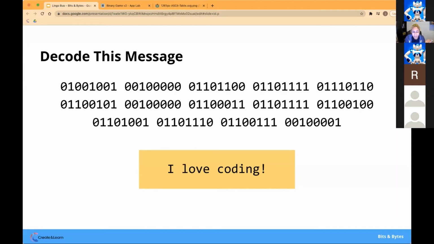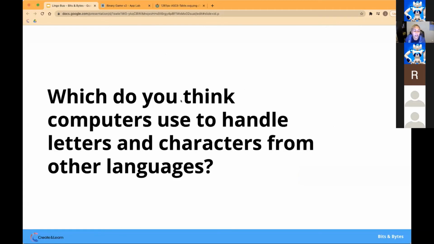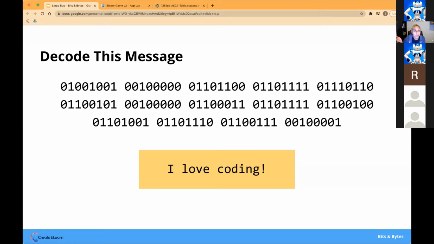But we saw how really hard that was, right? Trying to figure out all of these individual binary numbers and correlating those with the actual letters. So when we think about that, that means that we really need an easier way to communicate with computers in order to get them to do what we want them to do.